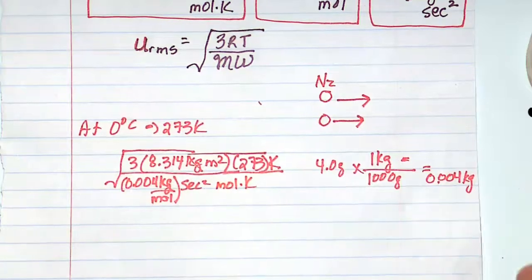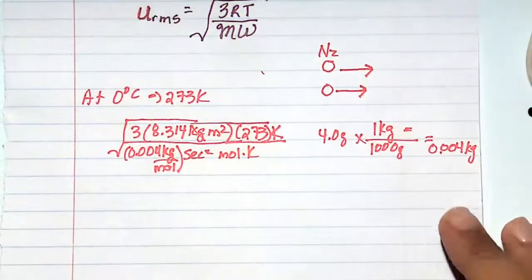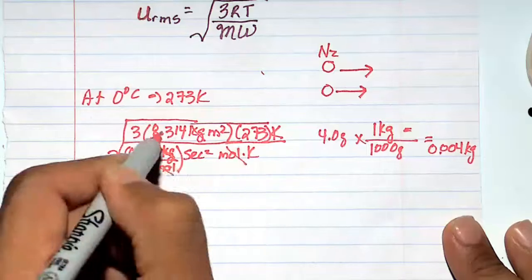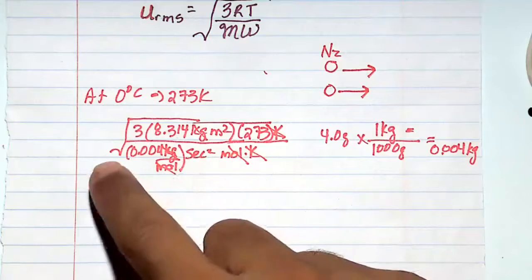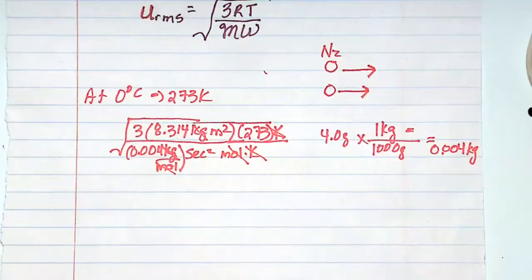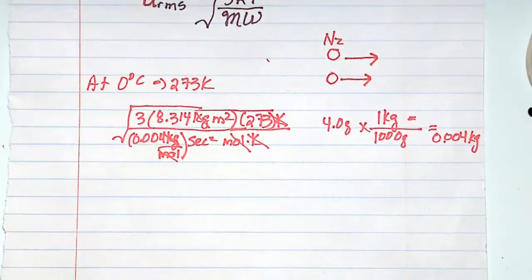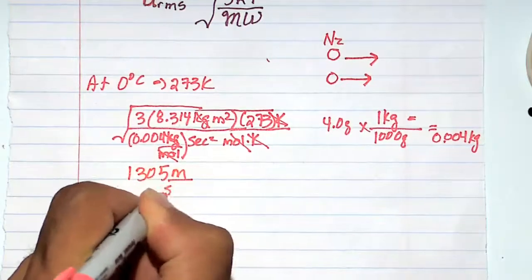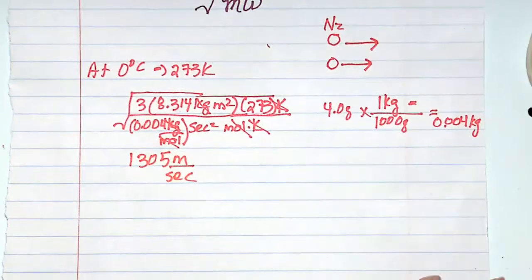Adding the mole Kelvin from my R back to where it is here, we should be able to see that the kilogram cancels, the mole cancels, the Kelvin cancels. I'm left with meter squared over second squared. If I take the square root of that, I get meters over second. So on my calculator, that is an answer of 1305 meters over second. And that is the proper units for velocity, speed. This happens to be root mean square speed.